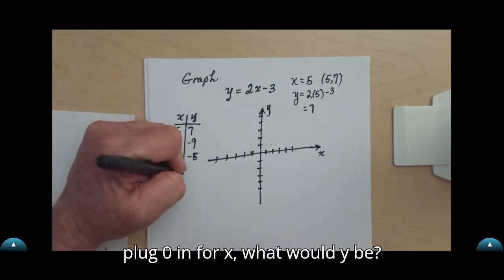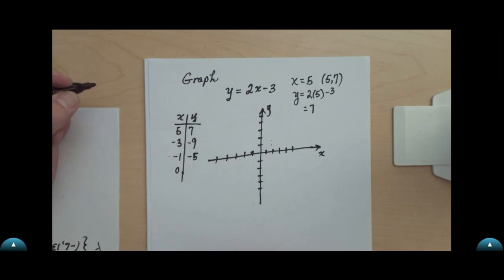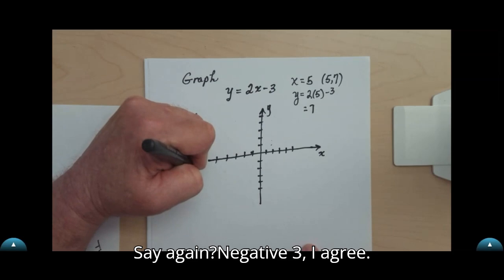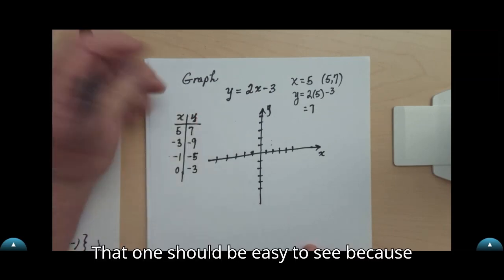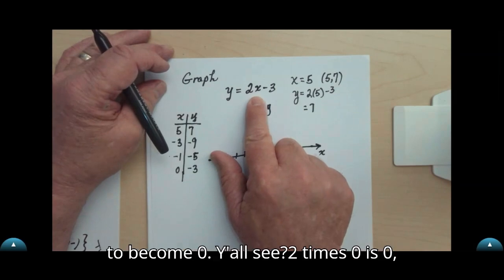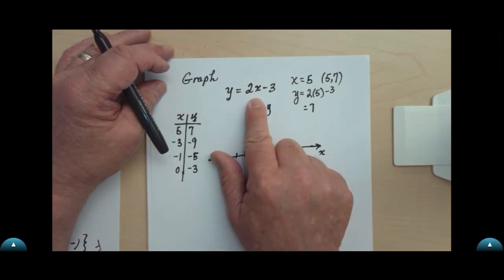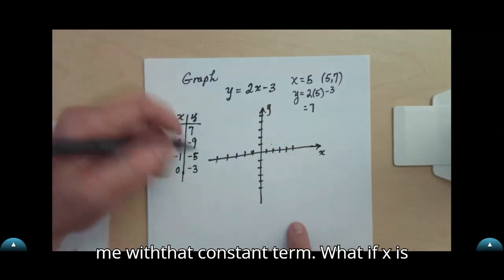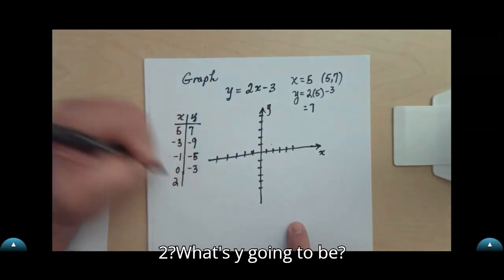What if I plug 0 in for x? What would y be? -3, I agree. That one should be easy to see because any term that's got x in it is just going to become 0. Y'all see 2 times 0 is 0. 0 minus 3 is -3. It just leaves me with that constant term. What if x is 2? What's y going to be?